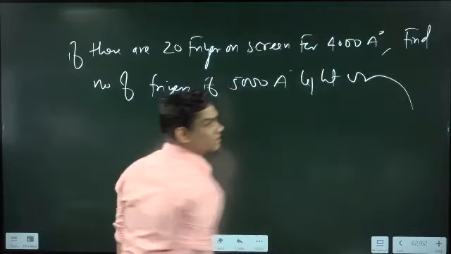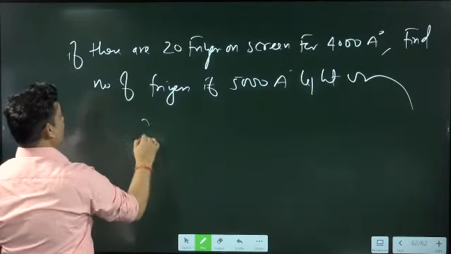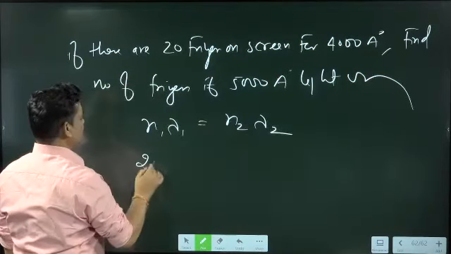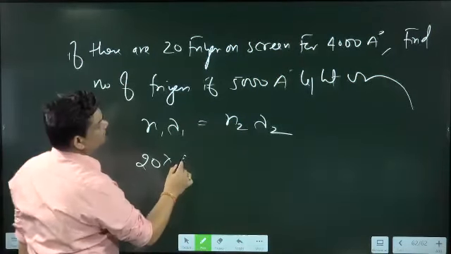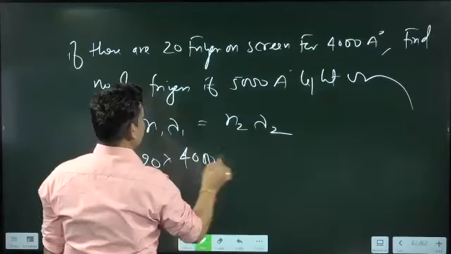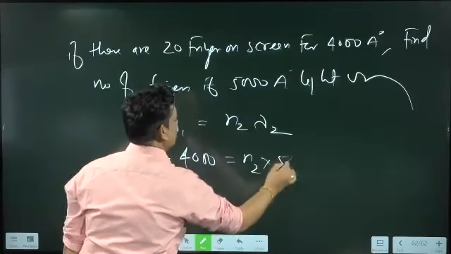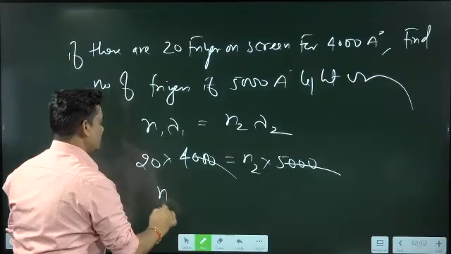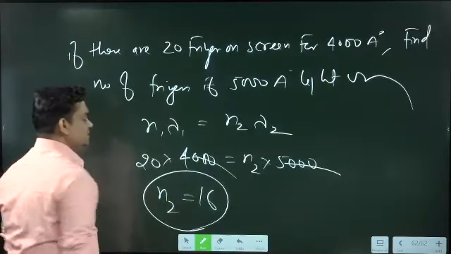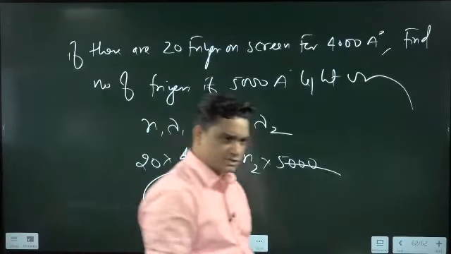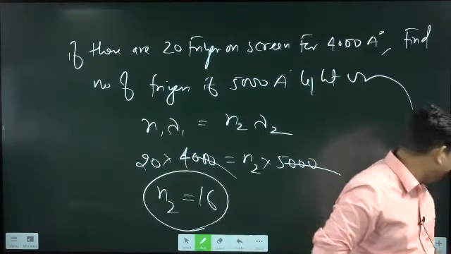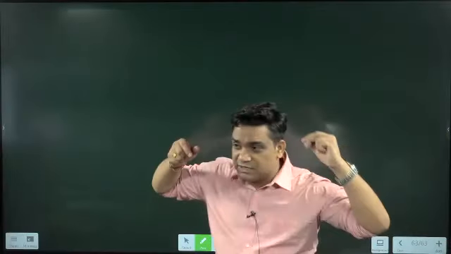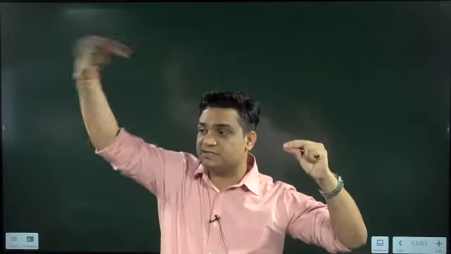If 5000 angstrom light is used, you can write here n1 lambda 1 should be equal to n2 lambda 2. n1 is your 20, lambda 1 is your 4000, equal to n2 times 5000. So 30, 30 we can cancel, and n2 becomes 16. 16 fringes will be there for 5000. Yes, can we do this question? Miss, they can ask like this also, that 5th bright coincides with 7th bright.